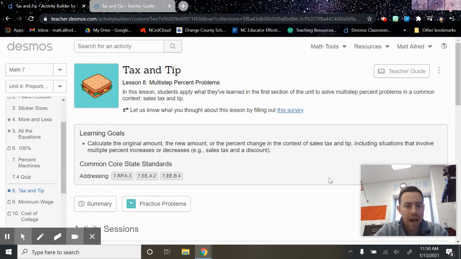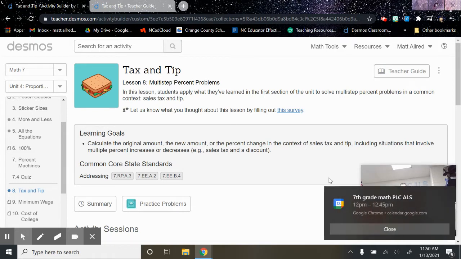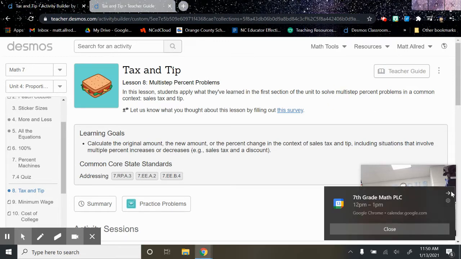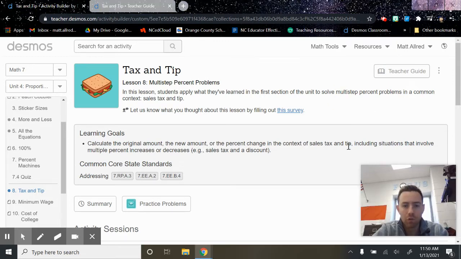This lesson is called Tax and Tip. It's about multi-step percent problems. In this lesson, students will apply what they've learned in the first section of the unit to solve multi-step percent problems in a common context. Today we'll learn about a real-world thing that concerns every American, and that's sales tax and tip.